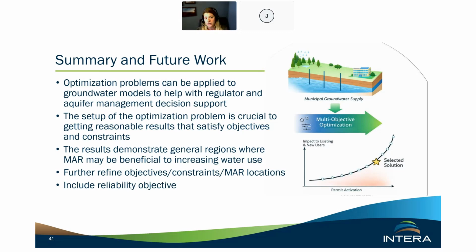The setup of the optimization problem is crucial to getting reasonable results that satisfy objectives and constraints. So again, going back to that problem formulation, it's really important to get that right. And it's an iterative process. And these results demonstrate general regions where MAR may be beneficial to increasing water use. But as you saw, if we really want to nail down where those MAR locations are best, we might want to rerun this with reliability included. So our plan is to further refine our objectives and constraints, as well as the MAR locations, and then ultimately include reliability as an objective.